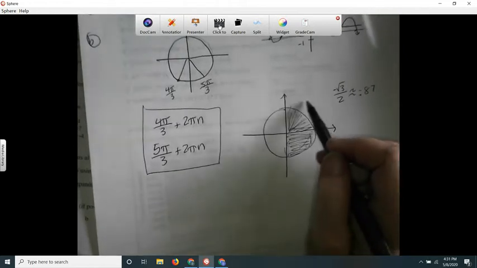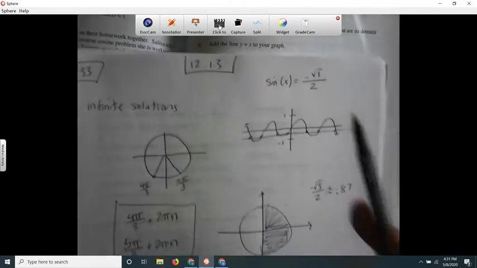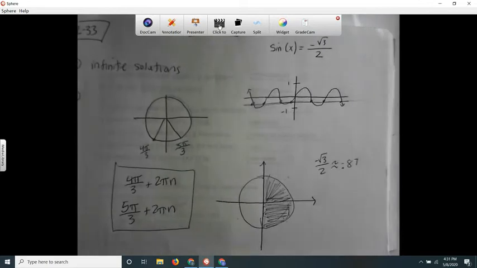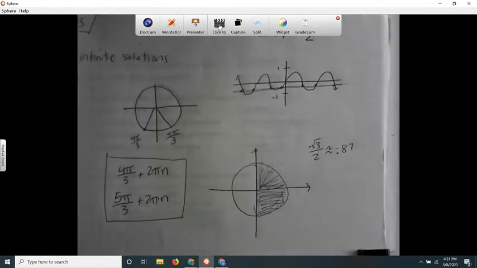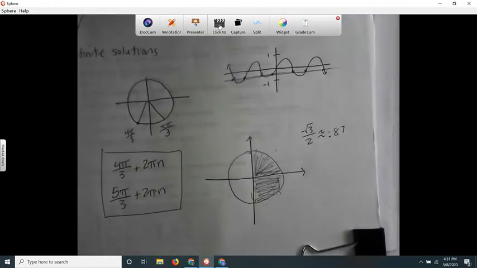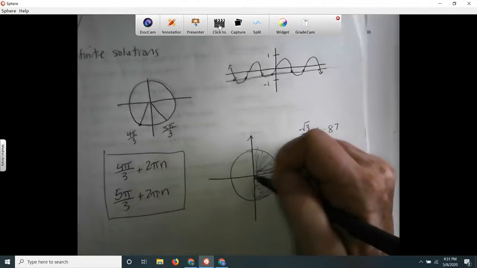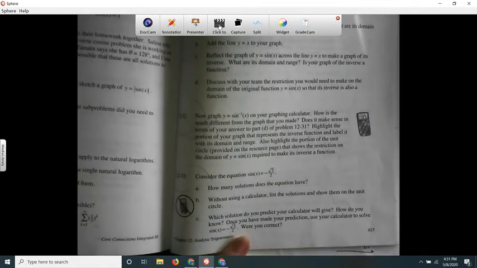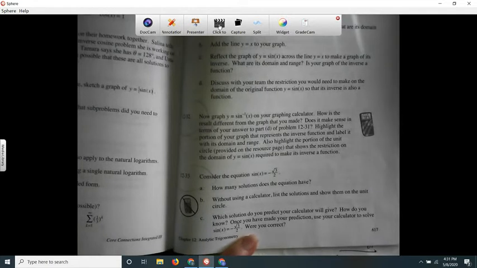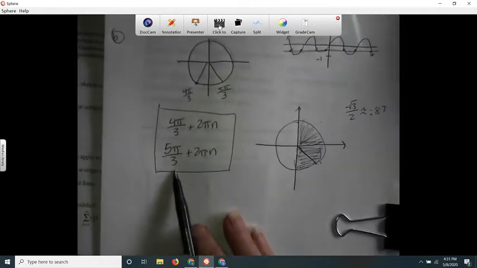But we know that sine is positive in quadrant 1 because everything's positive in quadrant 1. Sine is a y value. But we're talking about negative root 3 over 2. So we know that the answer we get when we ask our calculator for the inverse sine of negative root 3 over 2 has to be in quadrant 4. I mean, we know it can also be over here, but we have a domain restriction that puts it in quadrant 4. So it says, which solution do you predict your calculator will give? I think it's going to give me 5 pi over 3.